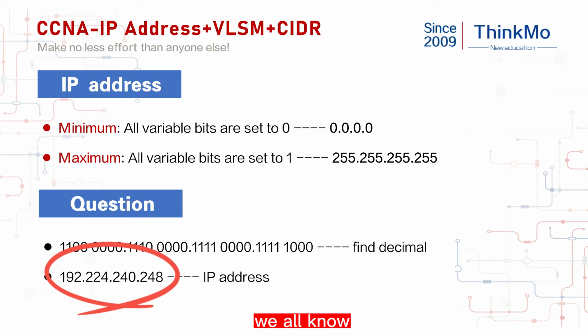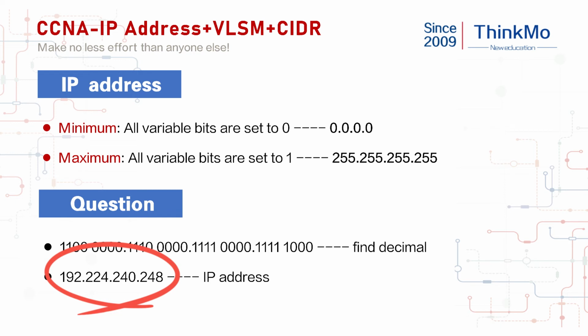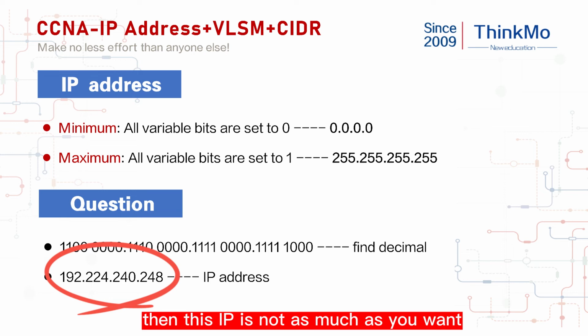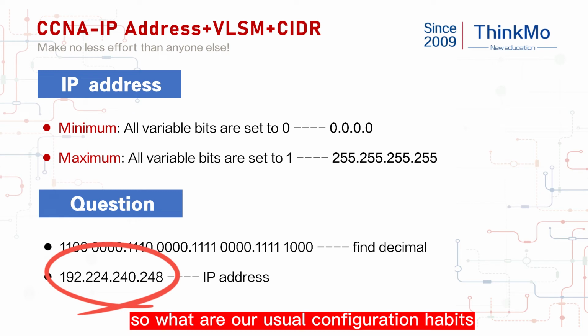We all know devices that want to communicate must have an IP. Then this IP is not as much as you want. It is indeed an IP address, but it is not particularly in line with our configuration habits. So what are our usual configuration habits?